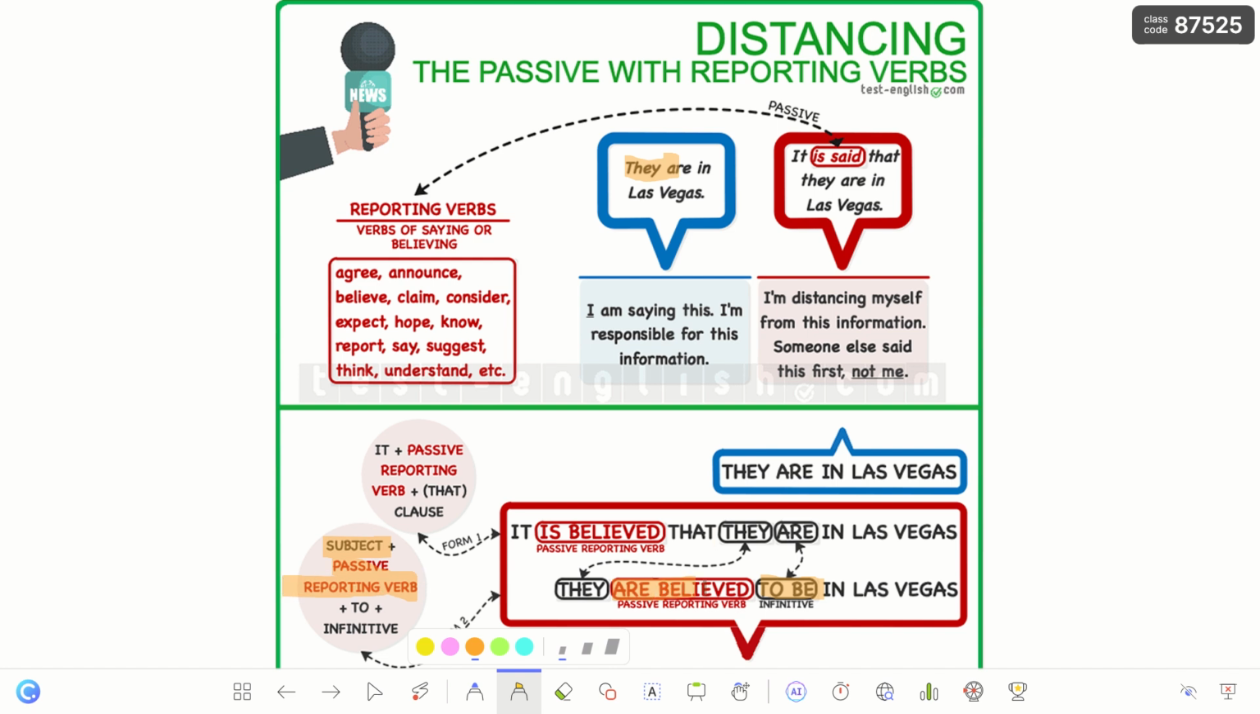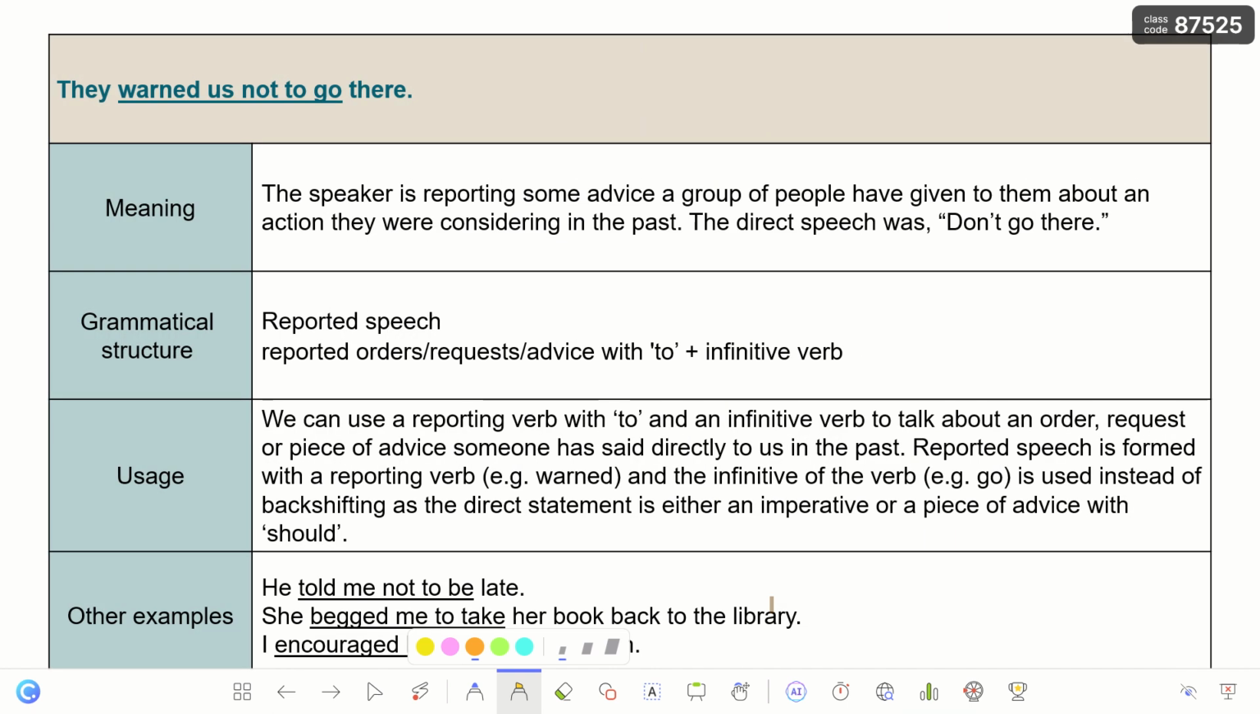How is it passive? "Are believed". Helping verb plus past participle, then I add to plus infinitive. Infinitive base verb, you know, ladies, that after "to", we always use the base verb. Okay.